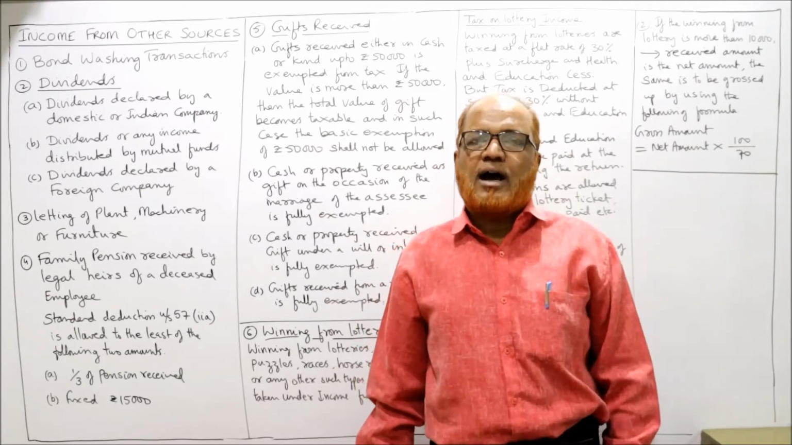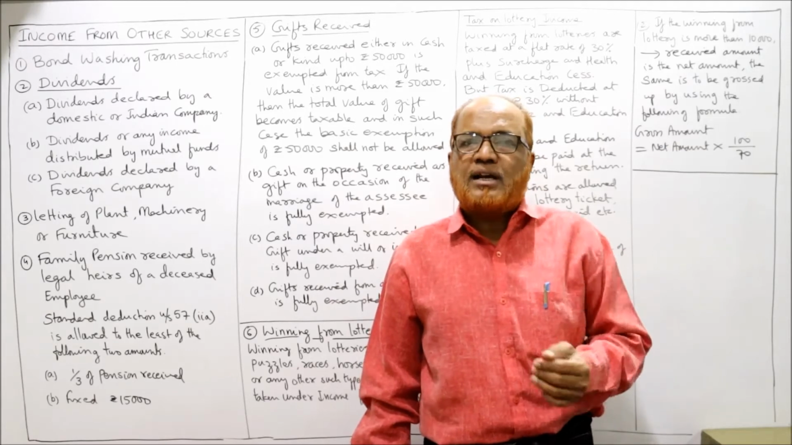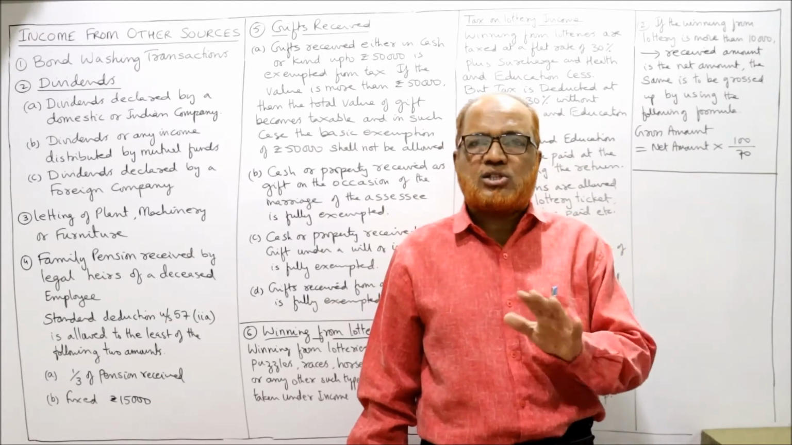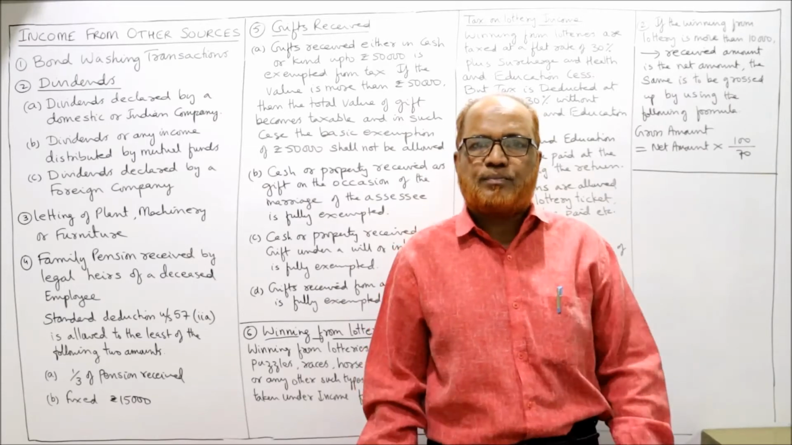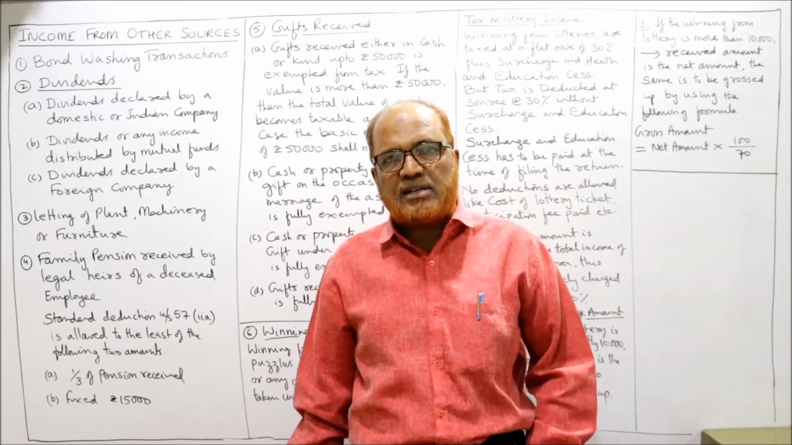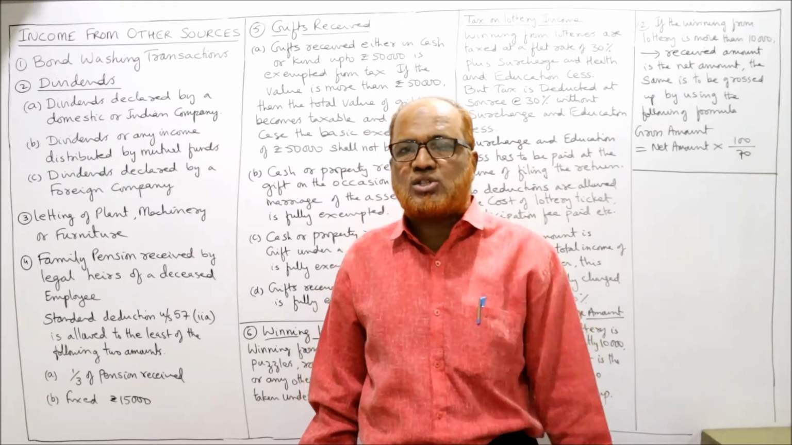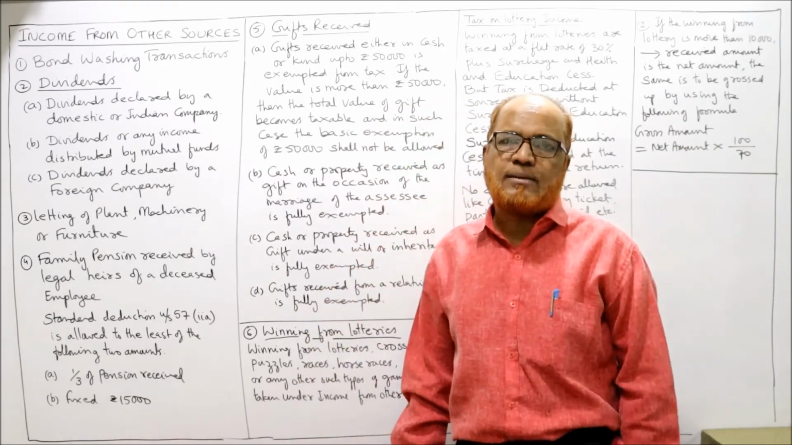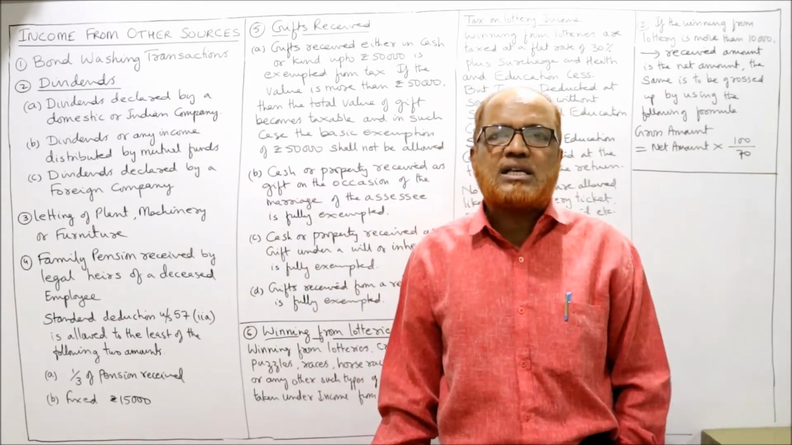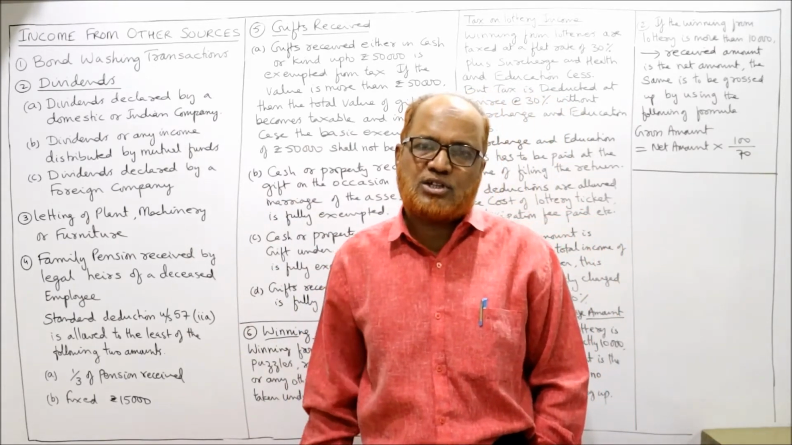until and unless he has proved that he has not done it deliberately and during the last 3 years he has not done this type of transaction. So if he has proved it, then it will not be put to tax. Otherwise, Mr. A, the original transferor, will be put to tax. This is called bond washing transaction. Most often this will be asked in theory in the examination.